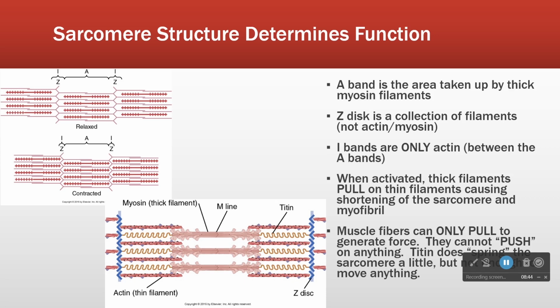And really, the purpose of titin is to keep the M line, the thick filaments and the thin filaments from getting all bunched together, right? So titin works like a little spring. Now, when this system is activated, the action comes when the thick filaments with their myosin heads interact with the thin filaments and cause muscle contraction, which we're coming up to. But you can't get that until you have the anatomy.